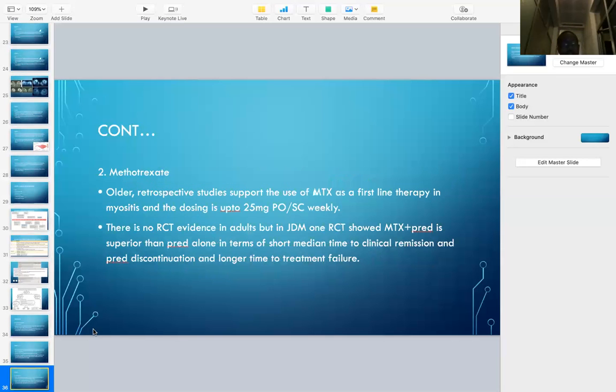The first line immunosuppressant steroid-sparing agents are methotrexate and azathioprine. There are no strong RCT evidences for methotrexate, but a retrospective study supports the use of methotrexate as a first-line therapy in myositis, with dosing up to 25 milligrams, similar to rheumatoid arthritis dosing. There's no RCT evidence in adults, but in juvenile dermatomyositis, one RCT showed MTX plus prednisone is superior to prednisone alone in terms of shorter median time to clinical remission and prednisone discontinuation, and longer time to treatment failure.